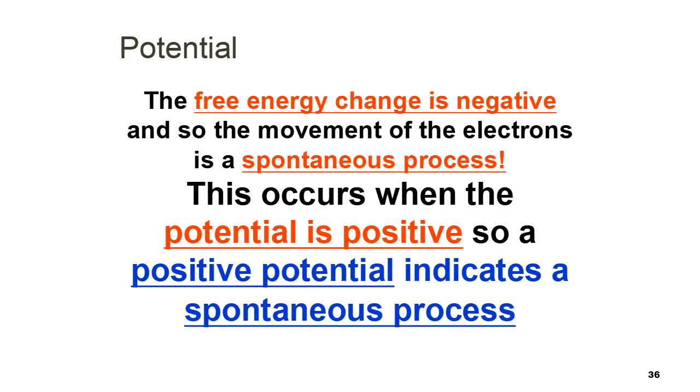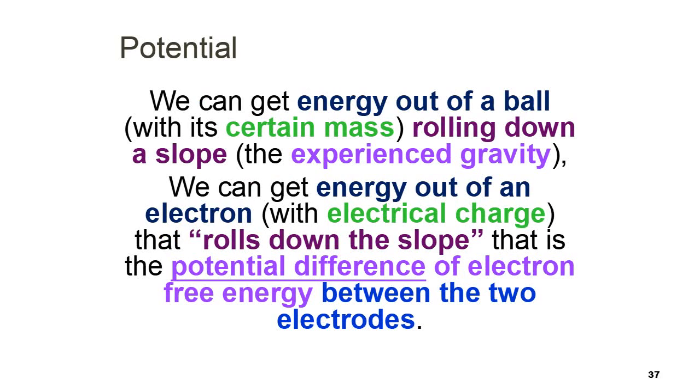The free energy change is negative, and so the movement of the electrons is a spontaneous process. This occurs when the potential is positive, so a positive potential indicates a spontaneous process. Also, we can get energy out of a ball with a certain mass rolling down a slope, i.e. the experienced gravity. Similarly, we can get energy out of an electron with electrical charge that rolls down the slope, that is the potential difference of electron free energy between the two electrodes.